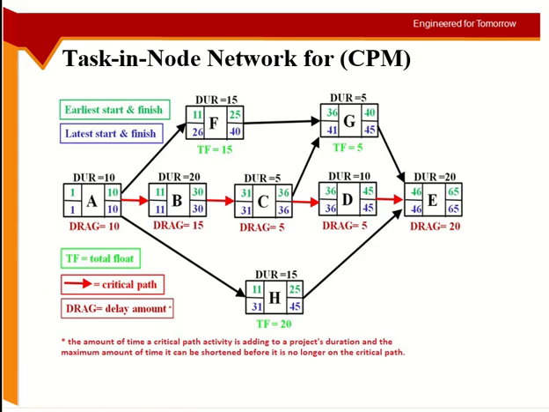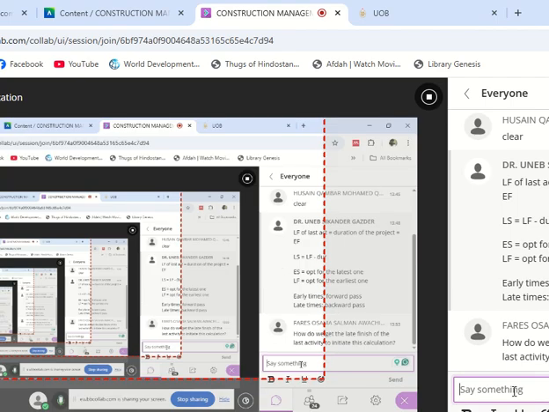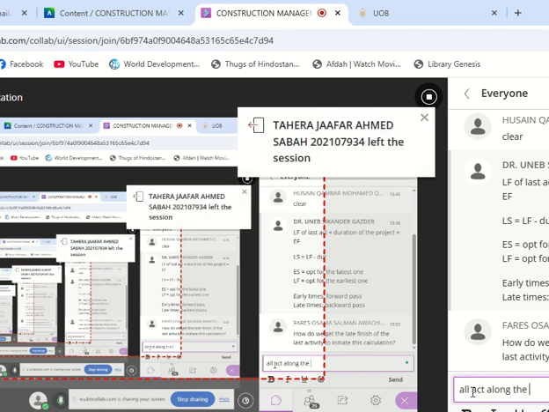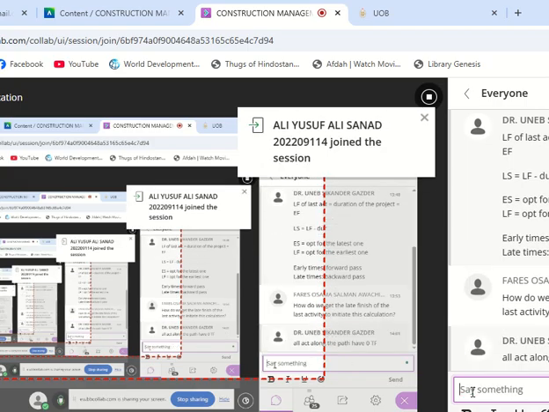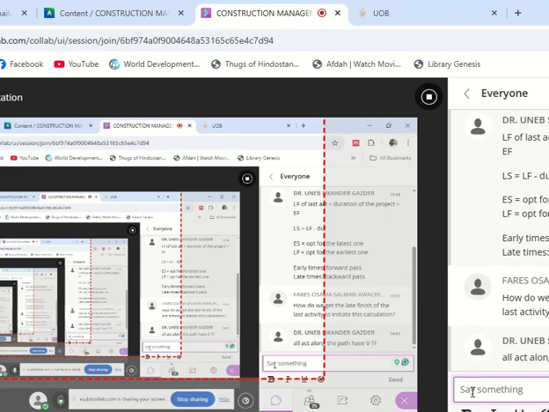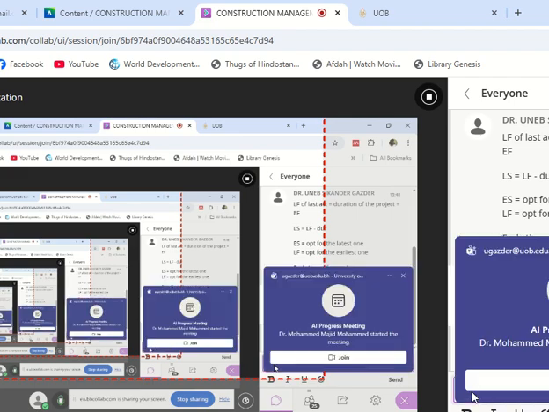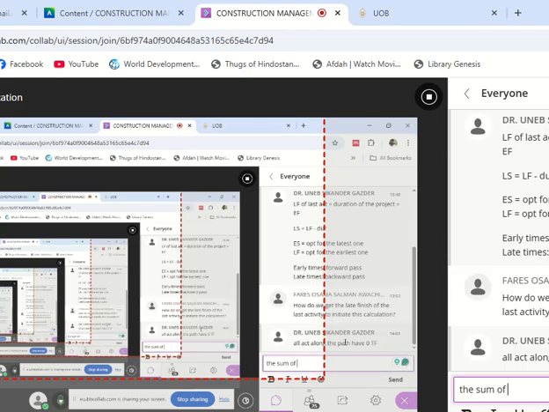So there are two conditions of the critical path. The first one is that all activities along the path have zero total float. The second condition is that the sum of durations along the critical path is higher than any other path.